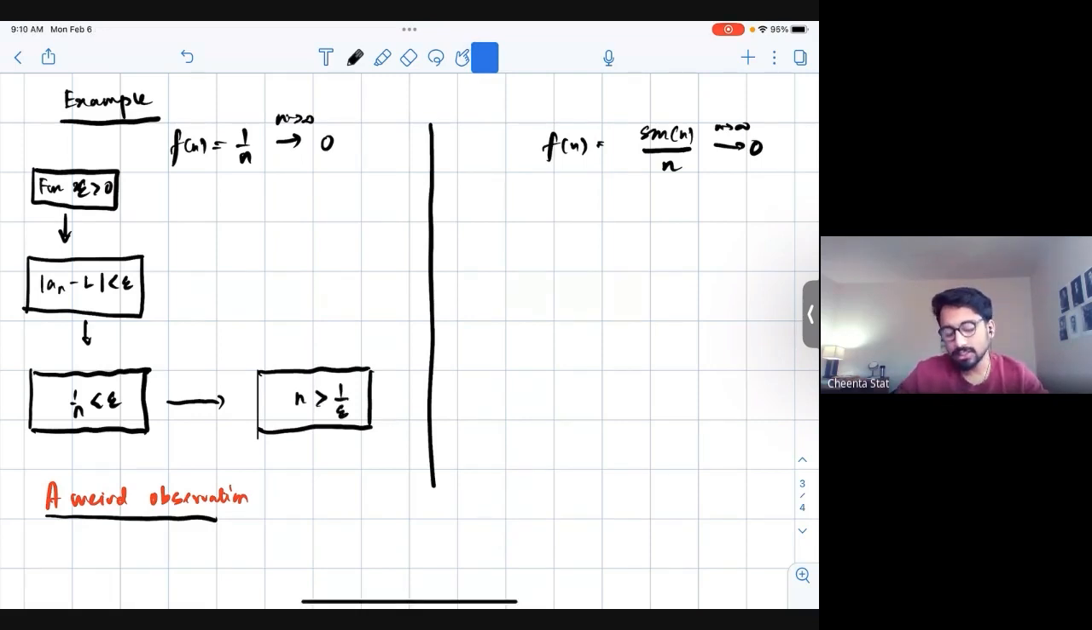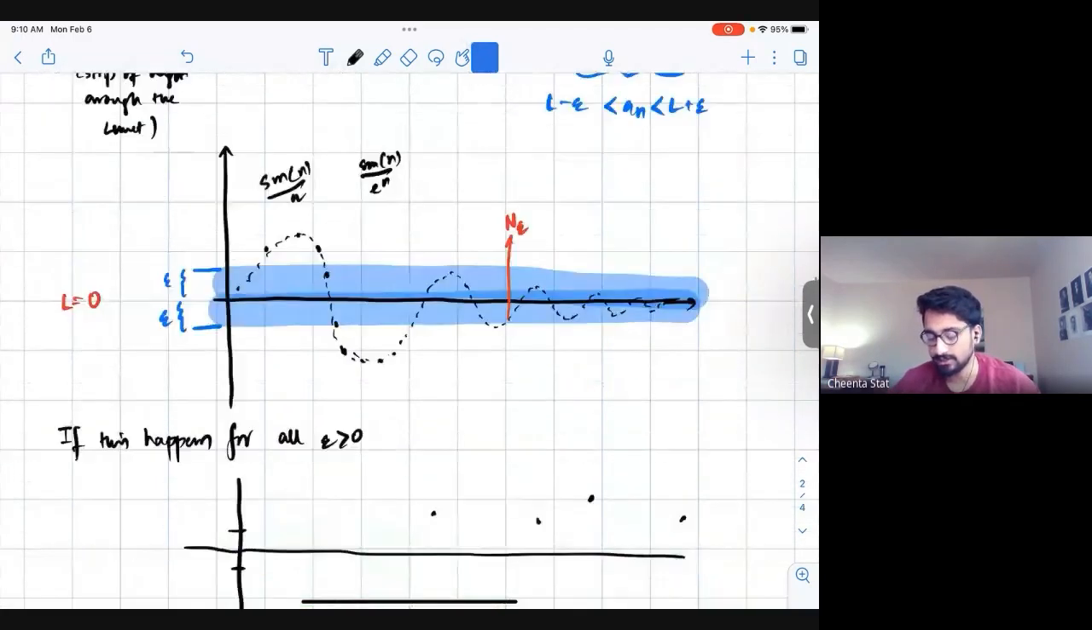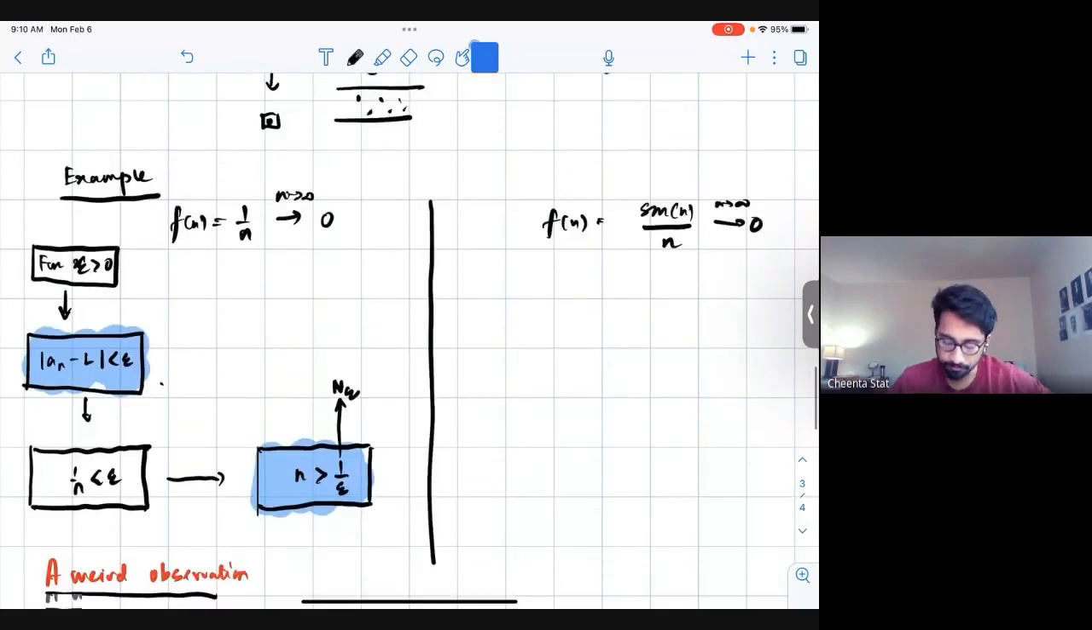So observe, this implies that this is happening. It does not mean that if n is less than 1 by epsilon this will not happen. It means that if this happens, for sure 100% this is happening. And this gives an idea of the N epsilon here. For epsilon fixed, we want an N epsilon such that this happens for all n greater than that. That's like a reverse way of finding it, reverse engineering. So finding the limit is a reverse engineering method, like finding the proof.